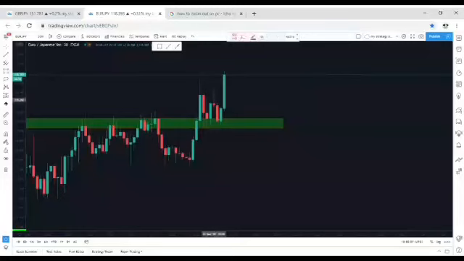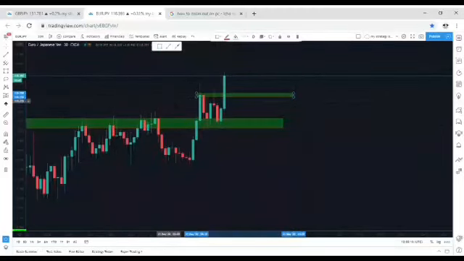Okay, now guys, see what happened here. Now you see the way I'm taking the analysis. I figured a very important zone since we are looking for buy. Now 2 things can happen from here.